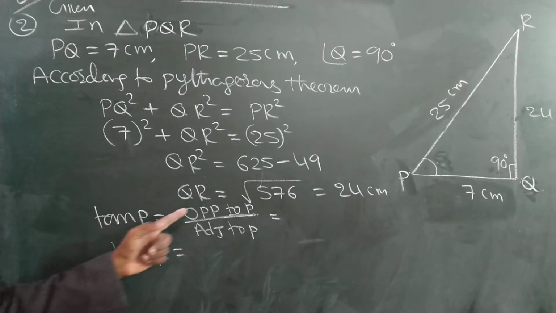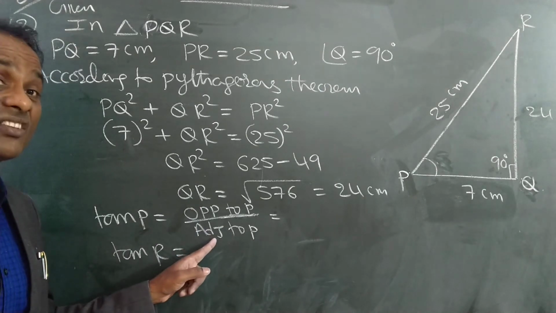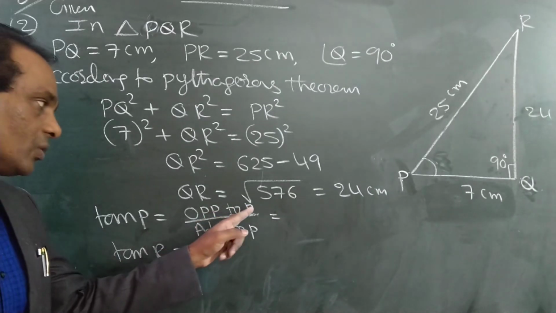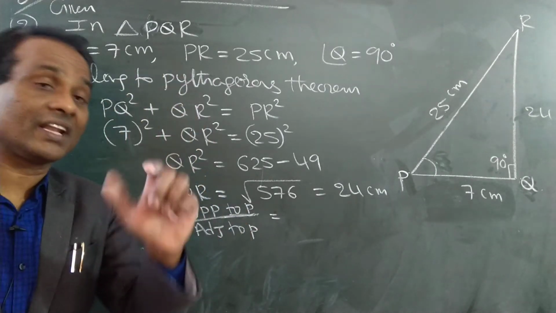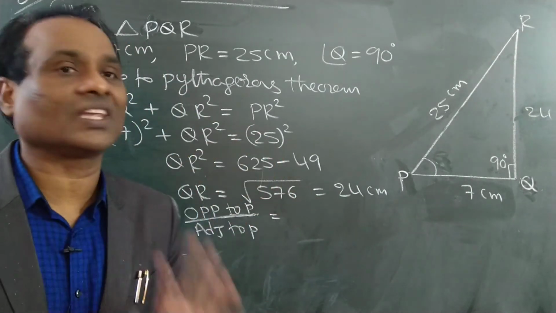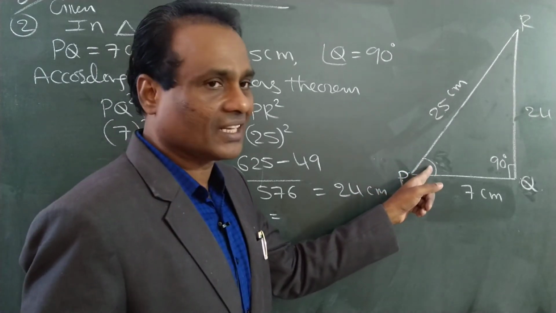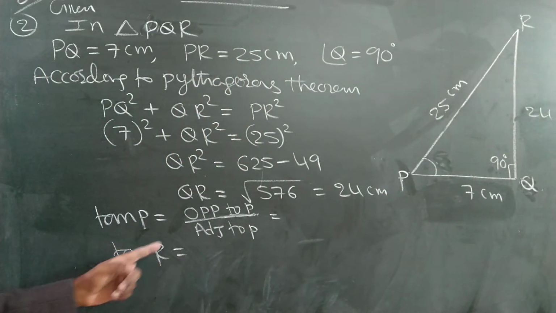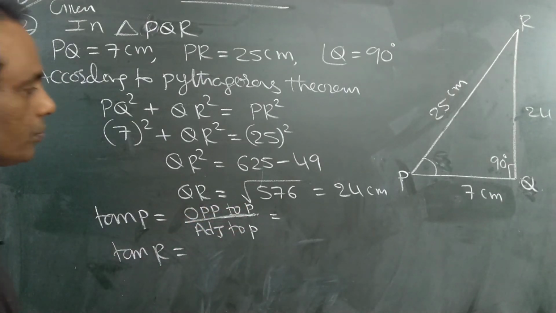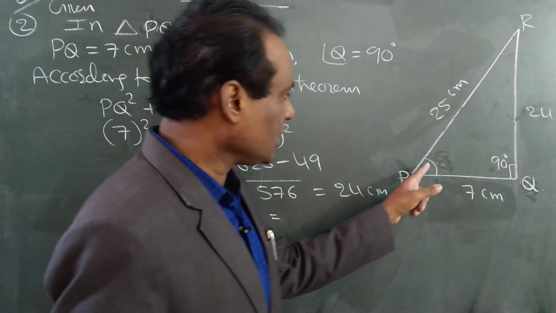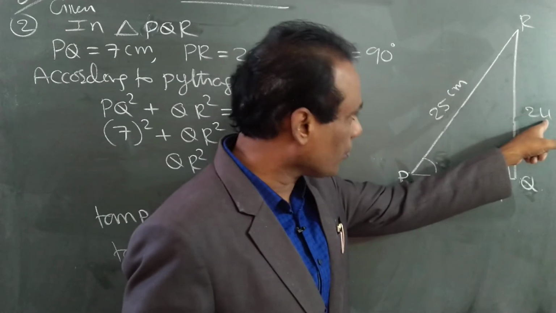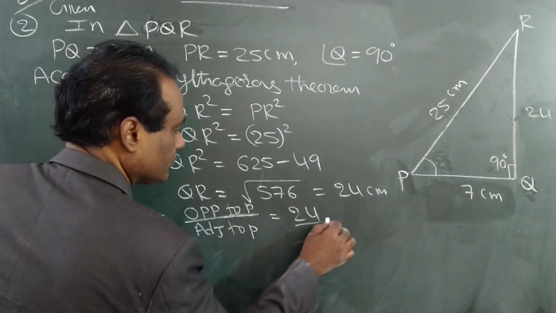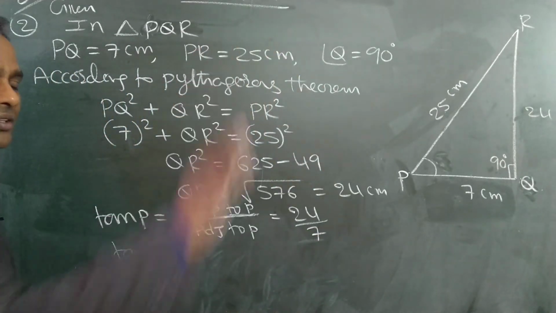Tan P means, the tan definition is opposite by adjacent, but specifically with respect to this angle, opposite to P by adjacent to P. Even when I gave the definition I wrote opposite to theta, but here it is not theta, it is given as P. So opposite to P by adjacent to P. If you are taking this angle, this is the opposite, this is the adjacent. 24 by 7. Tan P we got.